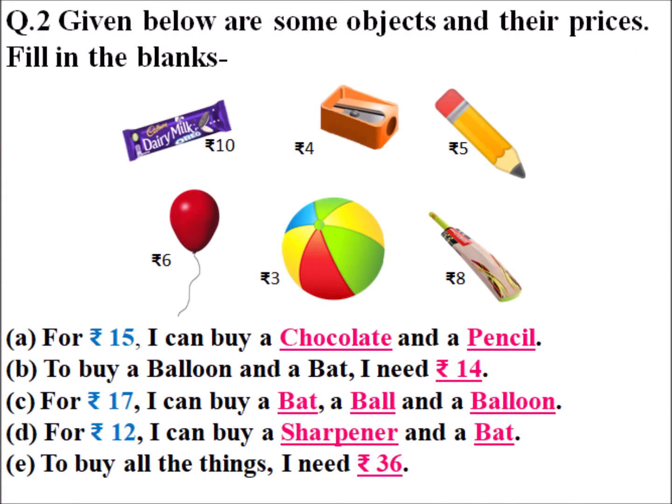Given below are some objects and their prices. Cost of a Dairy Milk is rupees 10. Cost of a sharpener is rupees 4. Cost of a pencil is rupees 5. Cost of a balloon is rupees 6. Cost of a ball is rupees 3. Cost of a bat is rupees 8. After knowing the above objects and prices, we need to fill in the blanks.